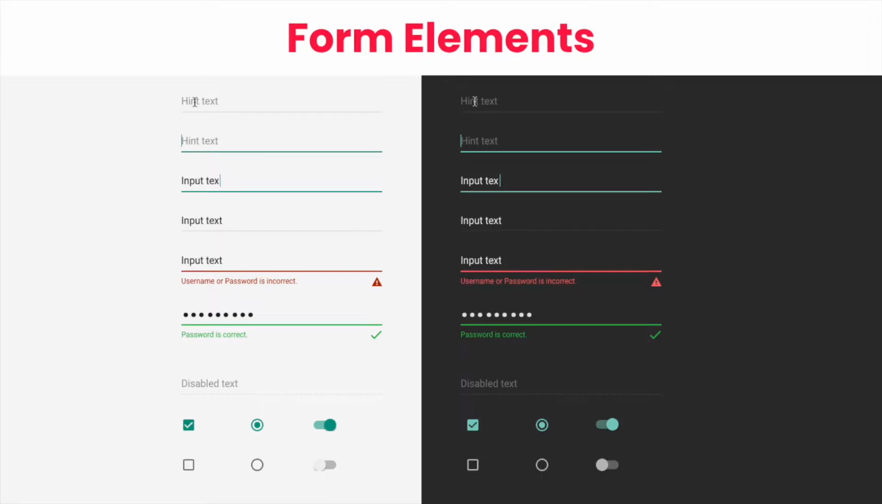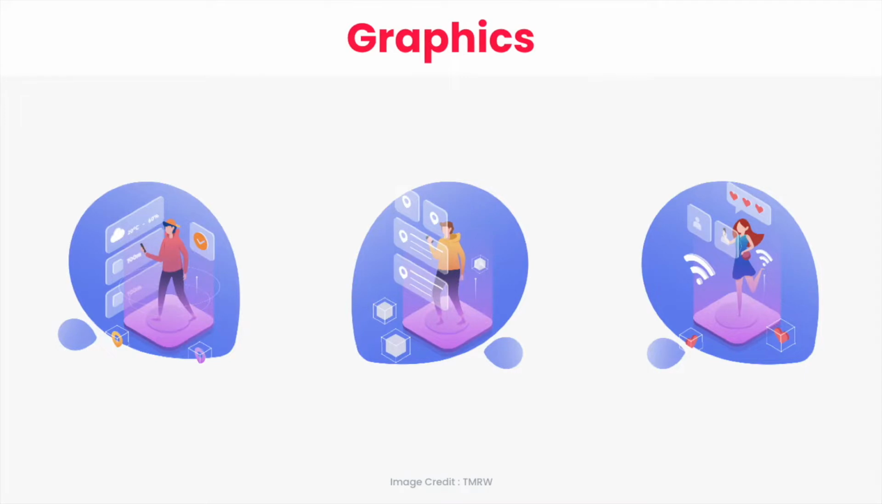Form elements. In the style guide, we define the form elements also. Which type of form elements will we use? Will you use form elements with a line or with boxes? In that, how will we show an error message? How will we show successful messages? We finalize all these things in the form elements. Graphics. In the style guide, we finalize the graphics also.